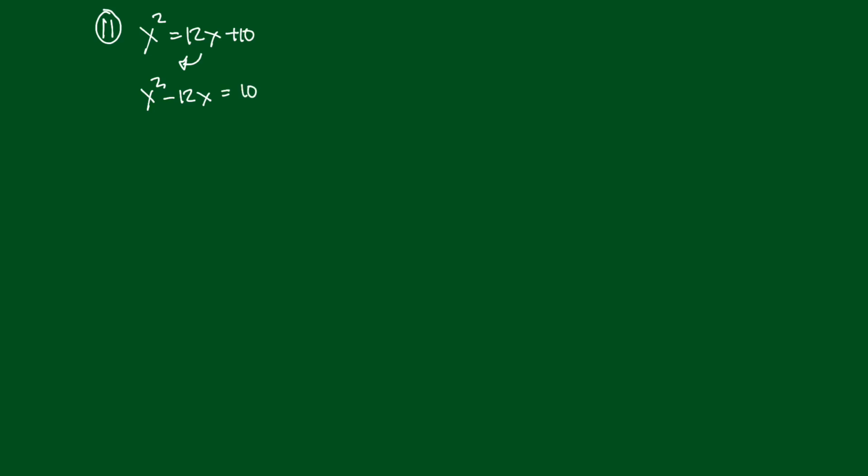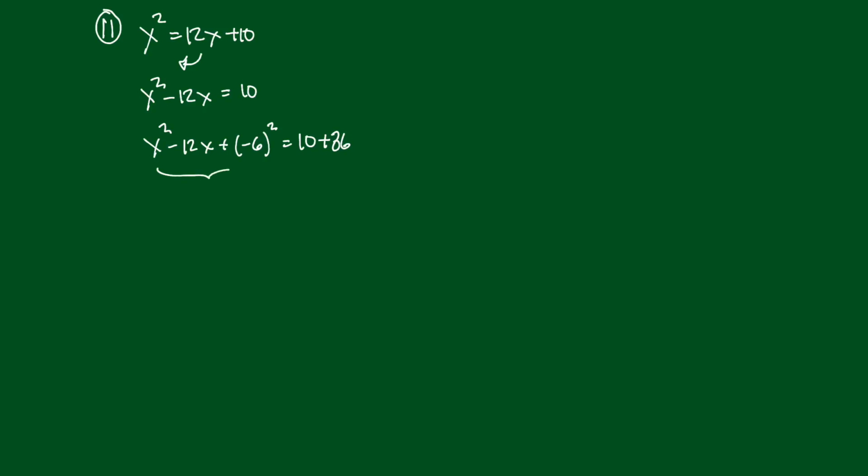Now, I've got an even number here, so this is going to be straightforward. I think I'll take half of this, which is negative 6, and I'll square it and add it to both sides. Now I'm going to write that. It's going to be x squared minus 12x, and then I'm going to add negative 6 squared to both sides. So I'll get 10 plus... now negative 6 squared is 36. So let's just write it.